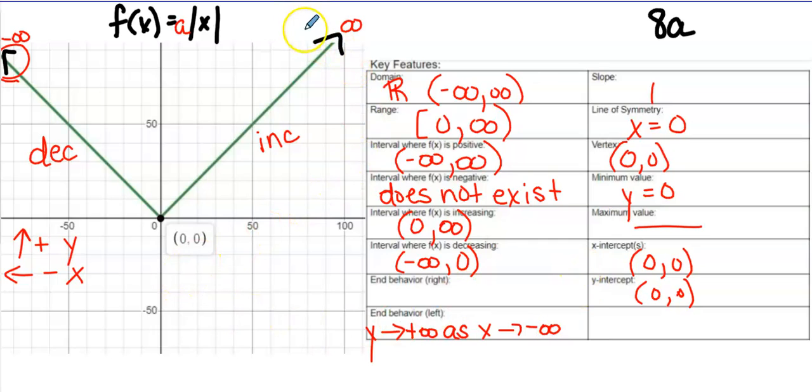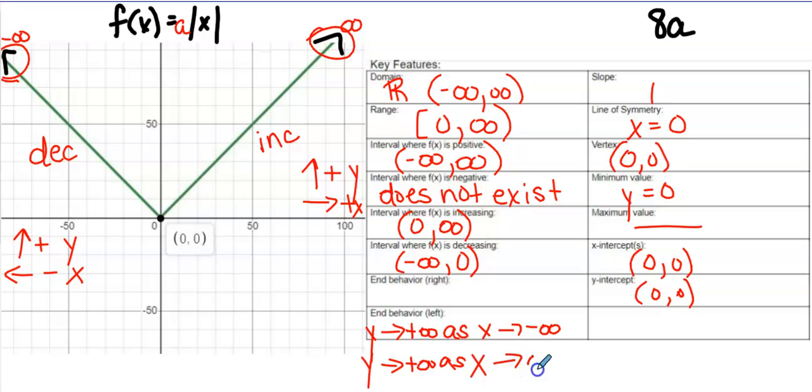Okay, and then on the right side, look at the right arrow. It is heading in the up direction and in the right direction. This is a positive direction, and this is also a positive direction. So this is y and this is x. So we would say y approaches positive infinity as x approaches positive infinity. All right, so that's that one.